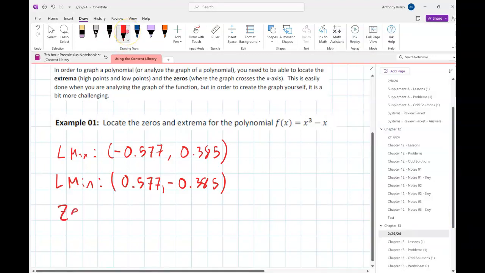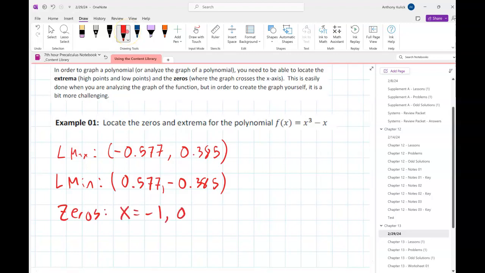Everybody's okay with that? Try to find the other 2 with your calculator right now. There's 3 of them.